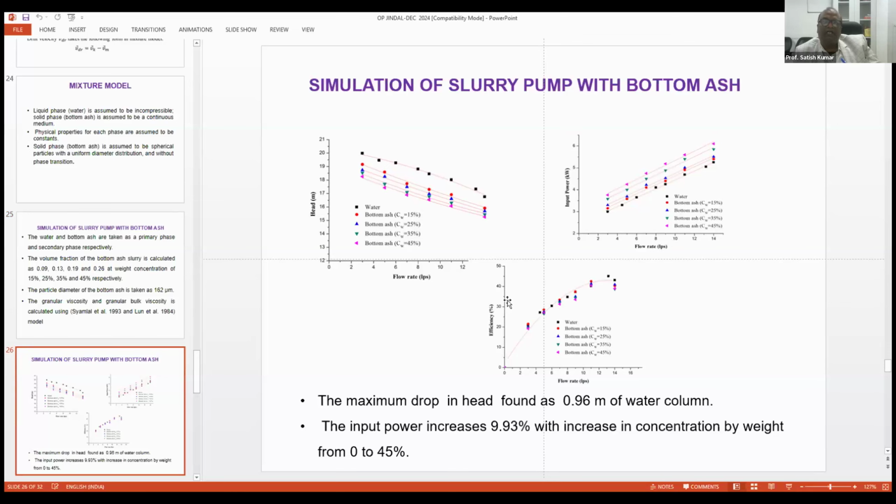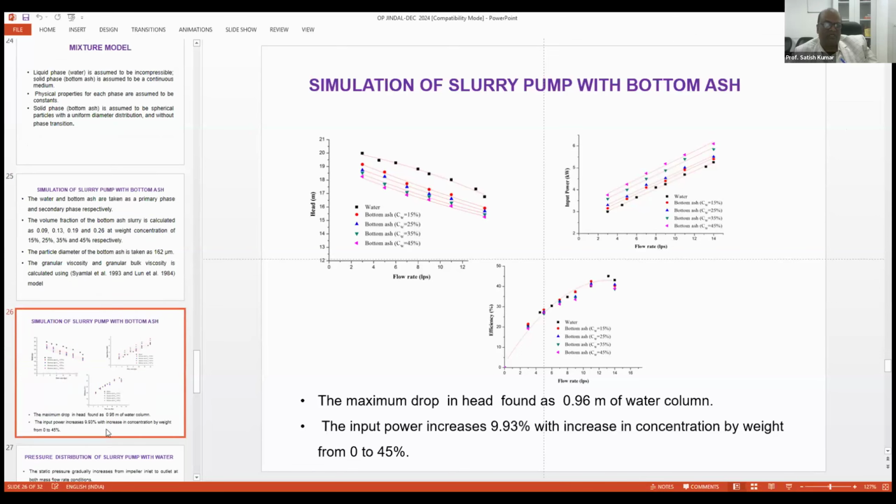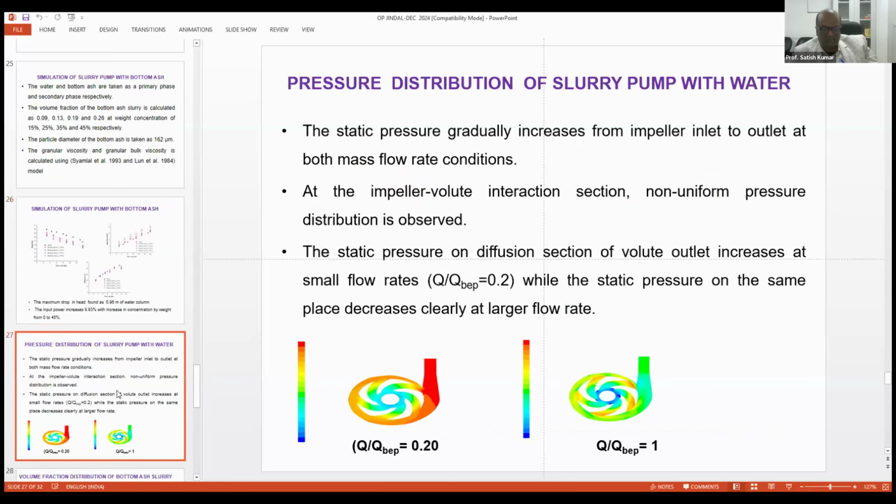Same things at all the four speed conditions, we have performed the simulation studies by using the mixture model at the different conditions 15, 25, 35, and 45, and found that the maximum pressure drop comes to 0.96 meter of the water column when we move from 15 to 45% concentration, as well as the input power also increases. Other things I am not going to discuss.